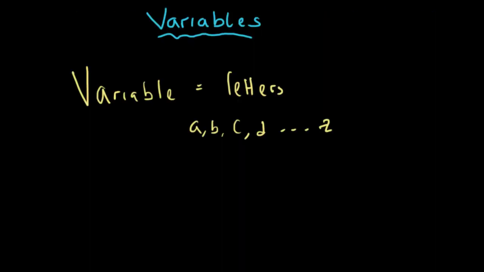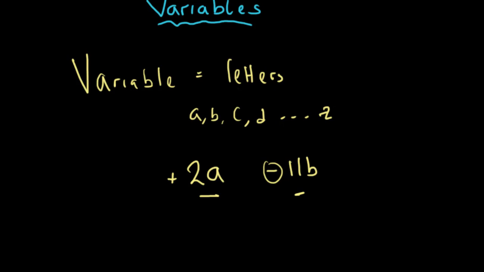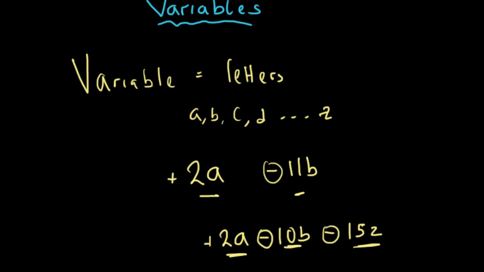Now, as we did in the last video, variables can also have signs. For example, the sign of 2a is plus. Does that make sense? The sign of minus 11b is minus. The sign before it. So if I have more than one variable, let's say 2a minus 10b minus 15z. Now the sign of 2a is plus. The sign of 10b is the sign before it, that's minus. The sign of 15z is minus. Does that make sense?